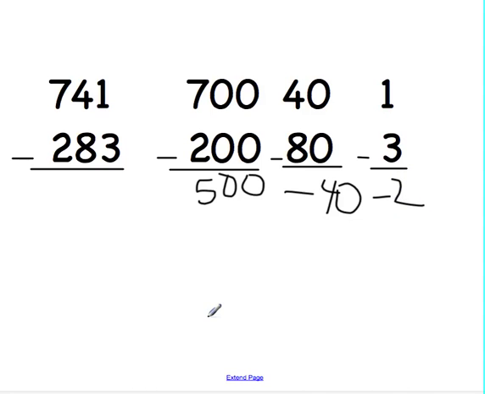Now I subtract 500 minus the 40, and I get 460. And 460 minus 2 equals 458. So 741 minus 283 is 458.